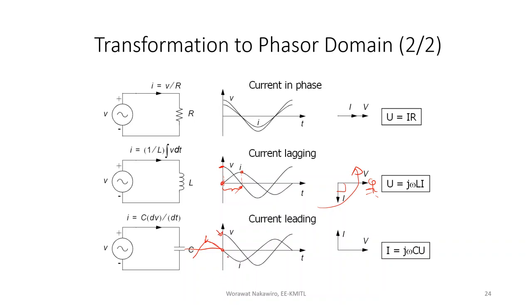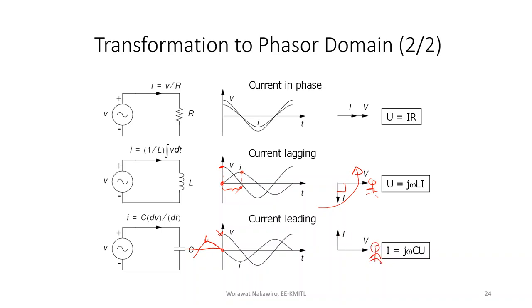Or you could do it in different ways. You can see which waveform goes to zero first, or which waveform goes to the maximum first. That's how we justify which waveform is leading or lagging with respect to another. This is the way we see which one is lagging and which one is leading in the time domain. What about in the phasor domain?